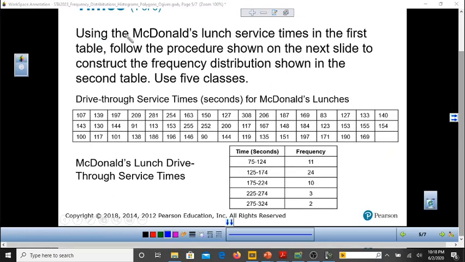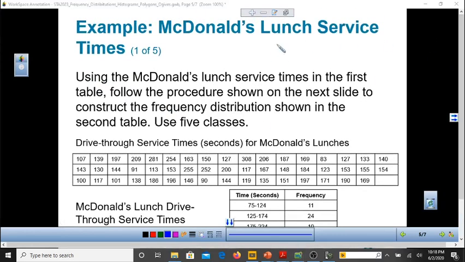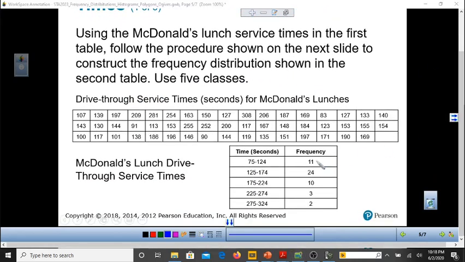So using McDonald's lunch service times in the first table, follow the procedure shown on the next slide to construct the frequency distribution shown in the second table. Use 5 classes. So this is the answer we're going to receive. This is what we're going to get. We have 1, 2, 3, 4, 5 classes. The question is, how do we get all of these answers here?